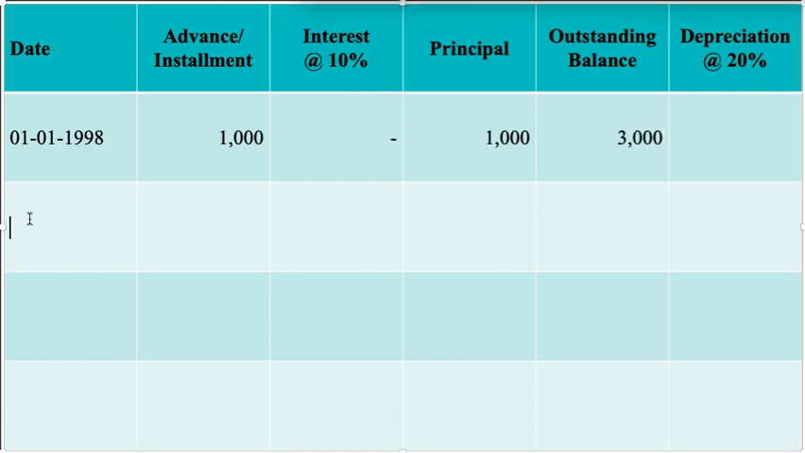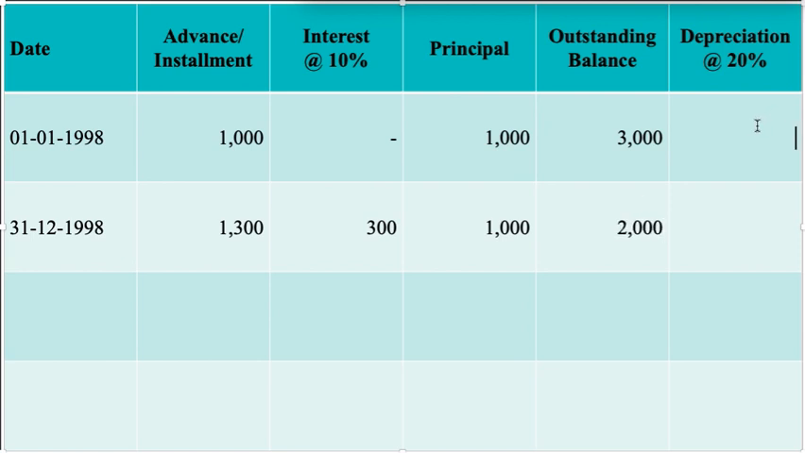And in the same year, on 31st of December 1998, an installment was paid, an installment of 1300, right? In this 1300 we had calculated that 300 is the interest amount, and the principal amount would then be how much? It would be 1000 rupees. Fine. And the outstanding balance would be how much? It would now be 2000 rupees. Fine.